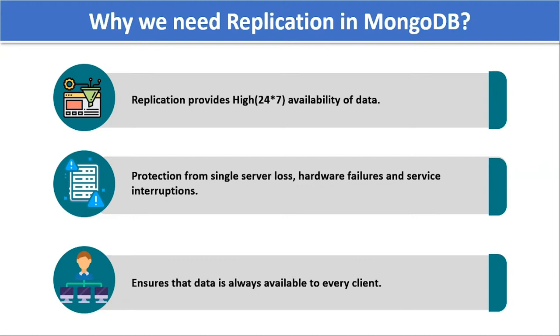Now, this data is available 24/7 to the user, even if there are any issues on the server side or any database failure as well. It also protects from any single server loss, hardware failures and service interruptions. So data replication is a must to keep your data protected, right? It ensures not only the high availability of data, but also the ease of access, especially in the event of any unexpected errors such as a system crash, hardware or software-based errors, and so on.